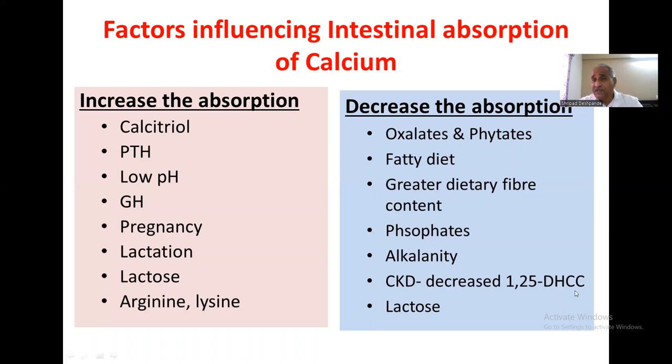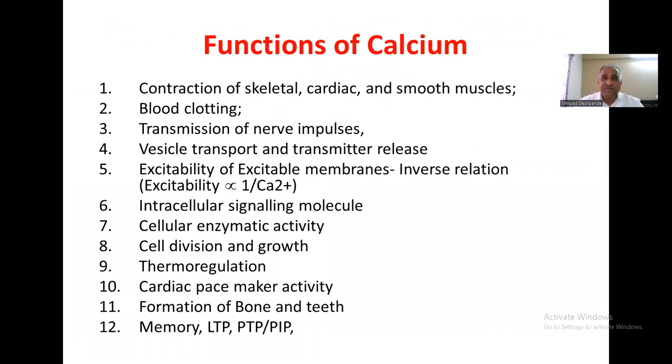Now, what are the functions of calcium? Needless to say, it is essential for the contraction of the skeletal, cardiac, and smooth muscles. That's one part. It is essential for the intracellular cytoskeletal structures, the tubulins and microfilaments, which also require calcium. Calcium is essential for blood clotting. If there is no calcium, the blood will not clot. At perhaps three levels of the coagulation mechanisms, calcium is involved.